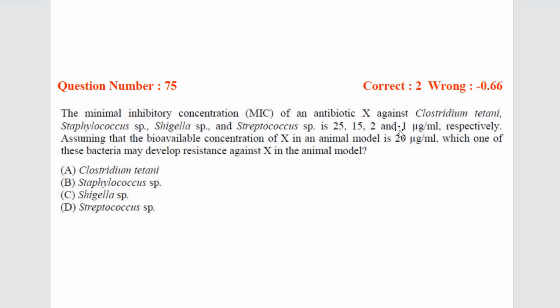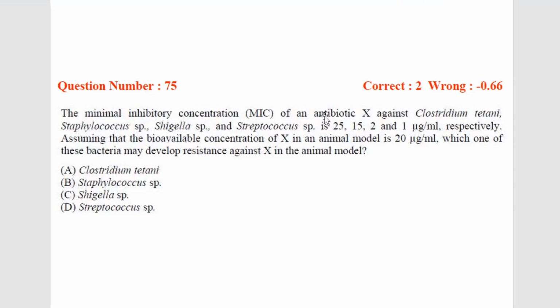Because the concentration is higher, the bacteria cannot grow in that concentration of antibiotic. So these bacteria would not be able to grow because their MICs are 15, 2, and 1, that is Staphylococcus, Shigella, and Streptococcus cannot grow. But Clostridium tetani needs an MIC of 25. But here the bioavailable concentration is 20.